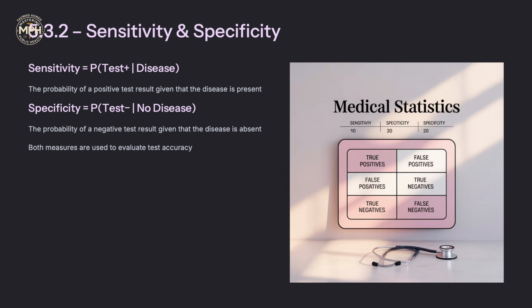5.3.2, sensitivity and specificity are key metrics. Sensitivity, the probability that a test is positive given the person has the disease. Specificity, the probability that a test is negative given the person does not have the disease.